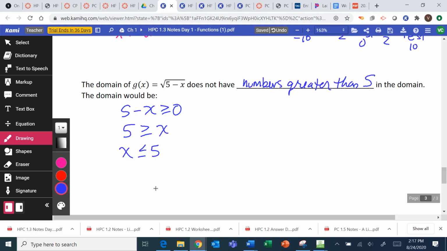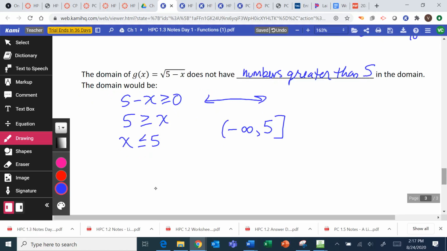Here, this is telling me what the domain is. I could graph it if I need to, but we're going to write it in interval notation, where we start with negative infinity and go to 5, and it does include 5, so we'll put the bracket. Again, if you graph it and you're not sure if it's below or above, you always test points if you're unsure. I had to test some points in my homework.